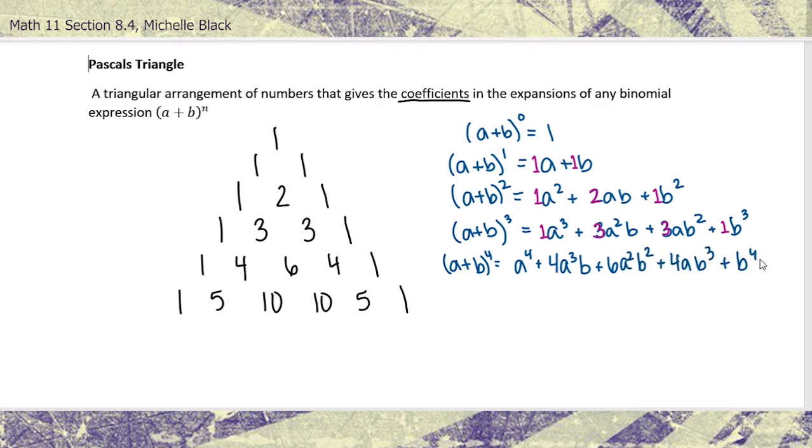Also take note that I have the same phenomenon with my powers that I had from the binomial theorem above. So I start with power n, which in this case is 4, and then it goes down 1, up 1, down 1, up 1, down 1, up 1, until my second term is now at power n, or in this case 4.